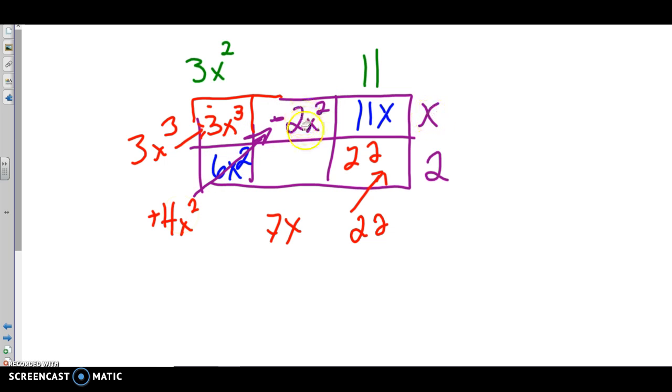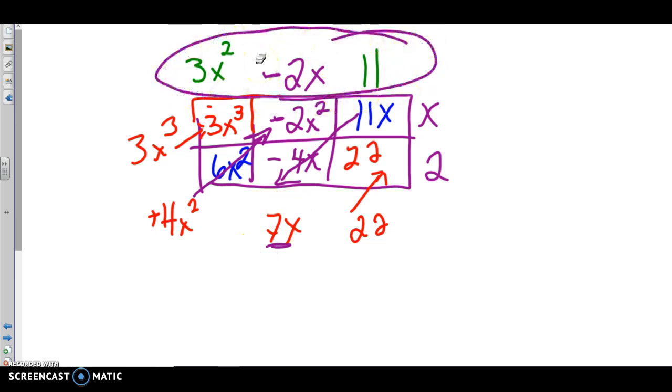So what multiplied by x gets me negative 2x squared? Well, that's negative 2x. And then I'll check with the negative 2x times 2 to get negative 4x. And 11x minus 4x does in fact get me 7x. So everything checks out, and that becomes my final solution.